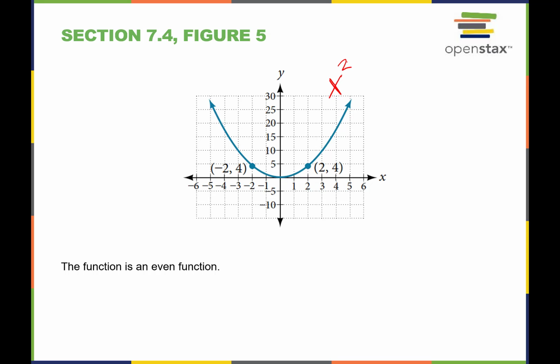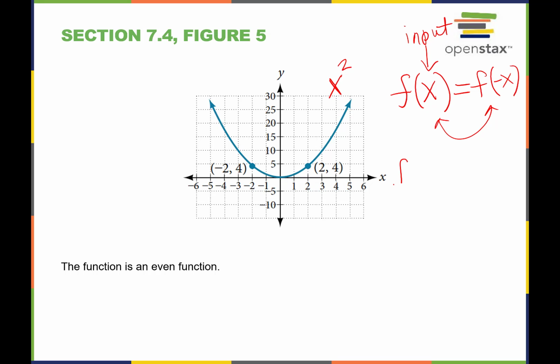This is the function x squared. This is considered an even function because an even function means that if I switch the sign of my input, the input is what I plug in for x, or my independent variable, I'm still going to get the same output. These are going to be equal. So, for example, if I plug in 2 or if I plug in -2 into x squared, I'm still going to get out 4.